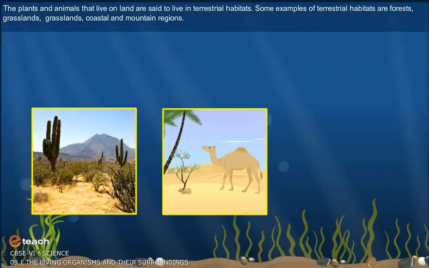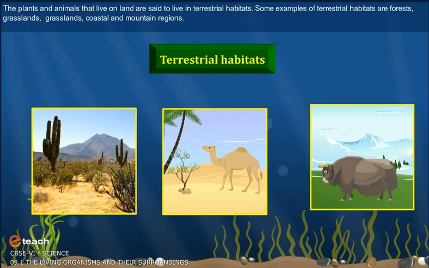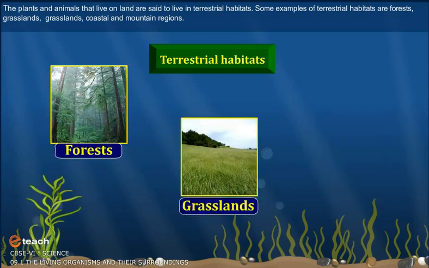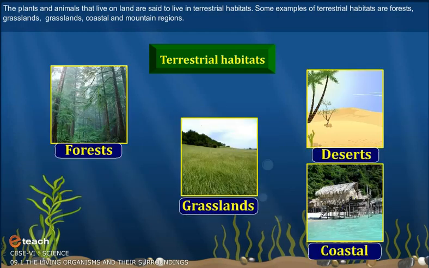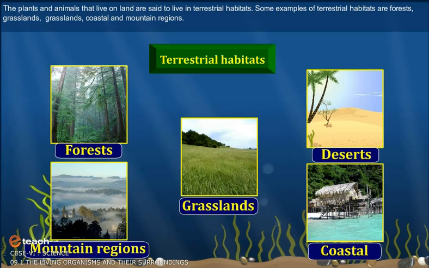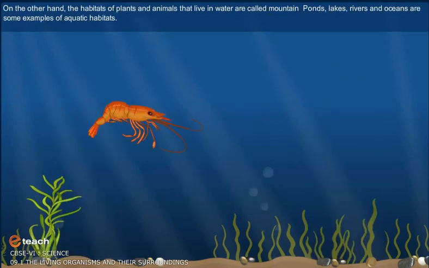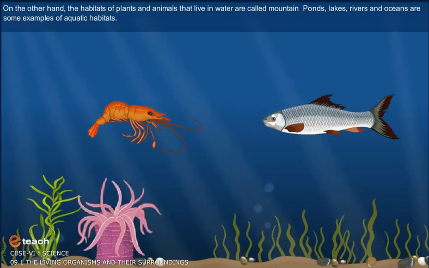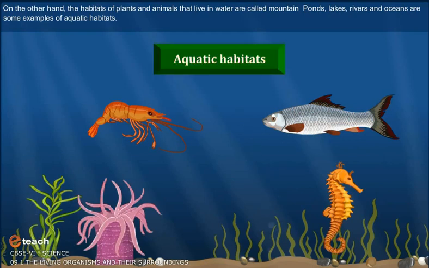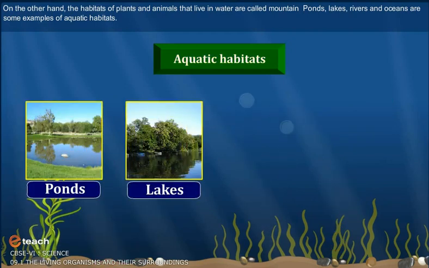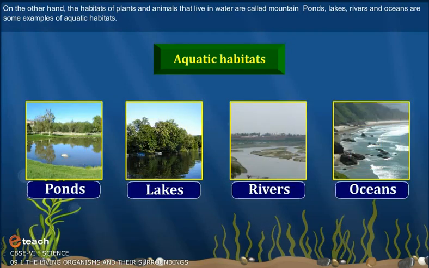The plants and animals that live on the land are said to live in terrestrial habitat. Some examples of terrestrial habitats are forests, grasslands, deserts, coastal, and mountain regions. On the other hand, the habitats of plants and animals that live in water are called aquatic habitats. Ponds, lakes, rivers, and oceans are some examples of aquatic habitats.